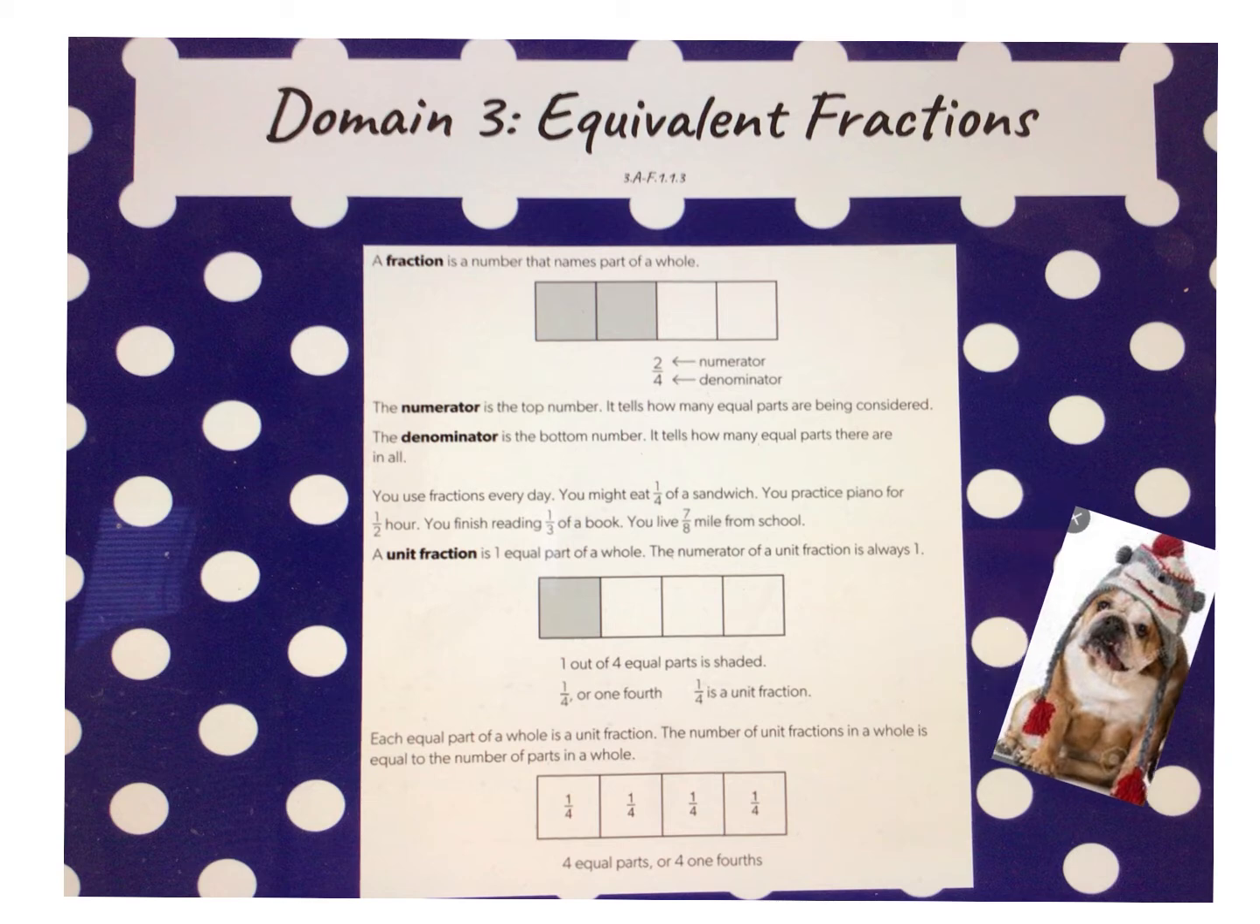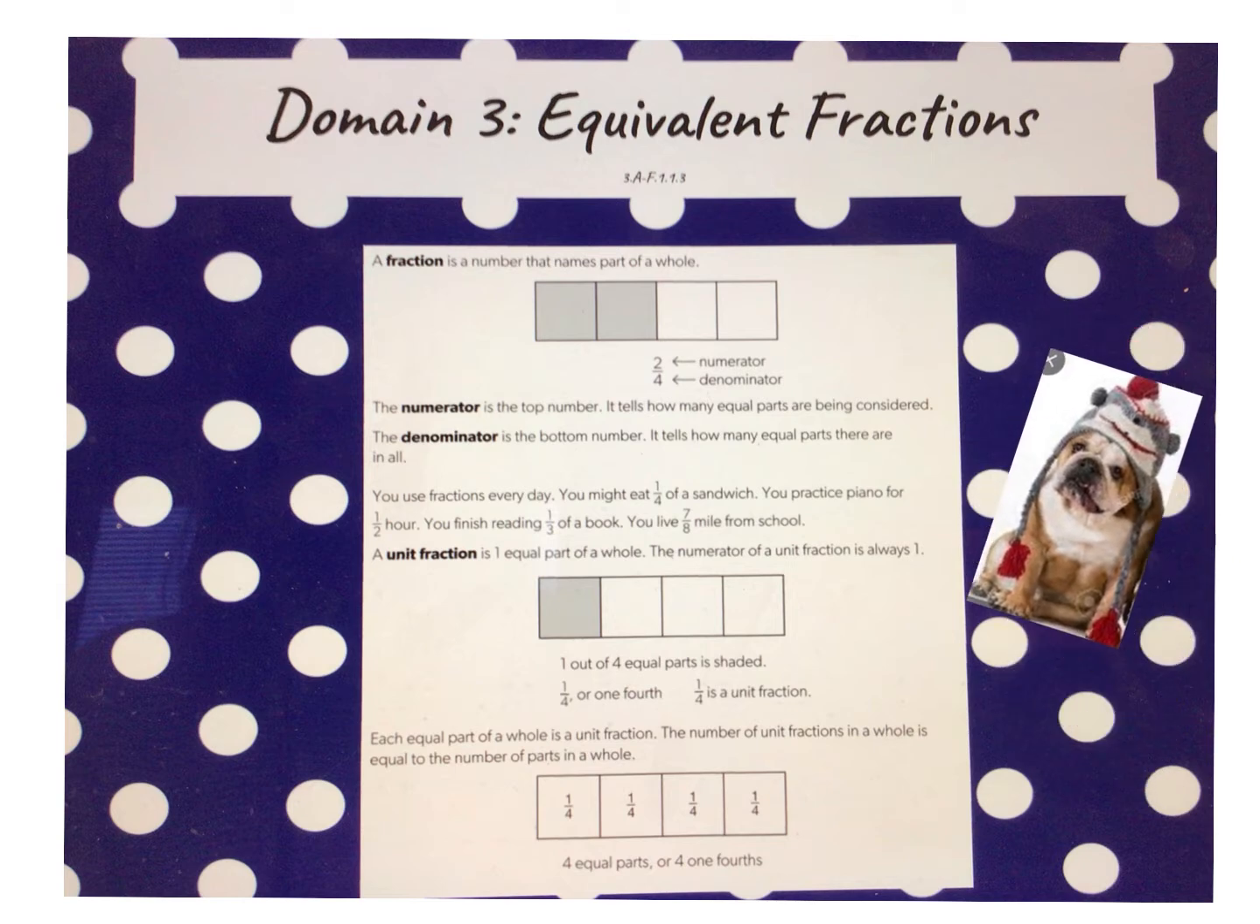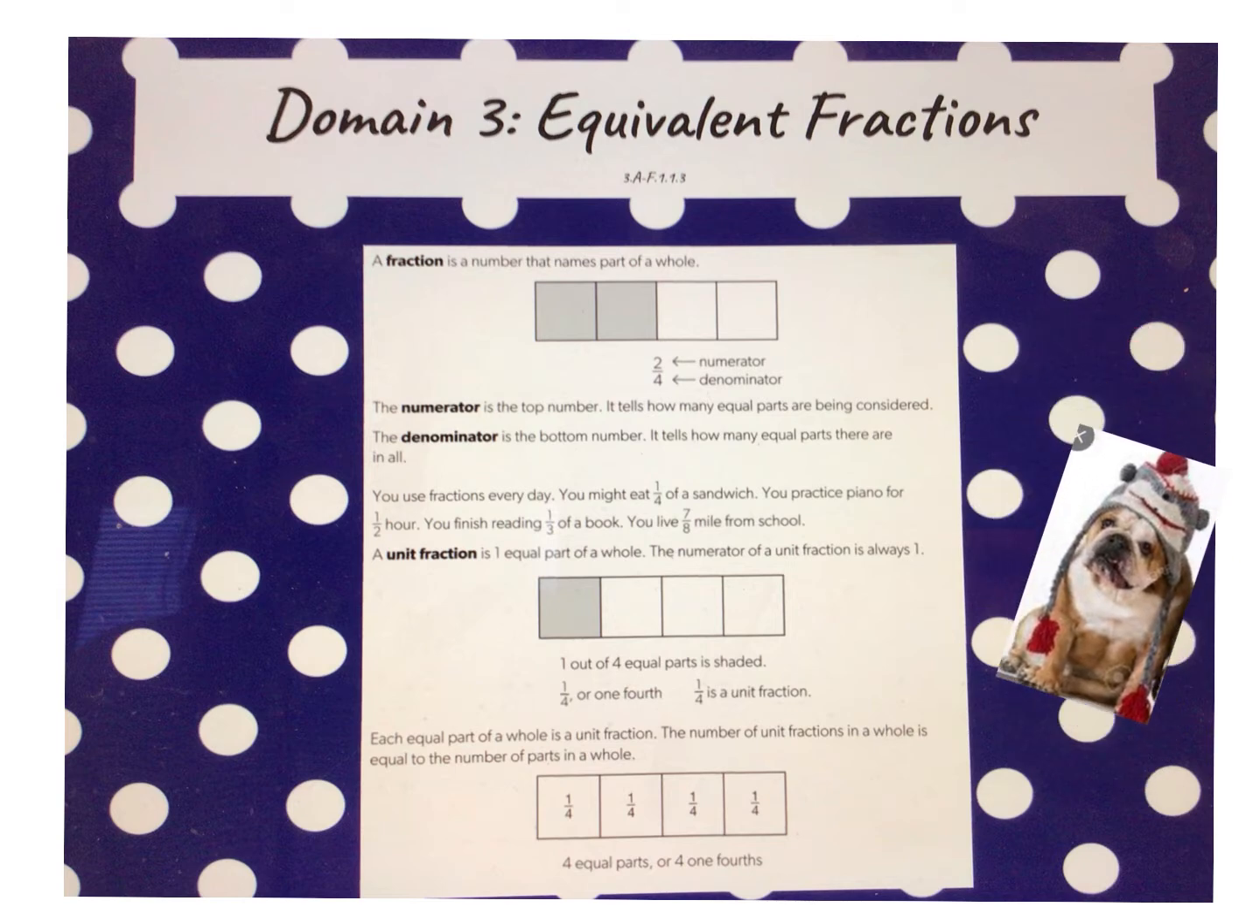But we are going to talk a little bit about equivalent fractions. So just as a review, fractions have a numerator and they have a denominator. Remember, the numerator is the number up top and the denominator is the number below. The numerator tells us how many, and the denominator tells us how many equal parts there are in all. Okay, so you can see that there are 2 parts shaded, so that would be our numerator, and there are 4 total parts that are equal in that shape.